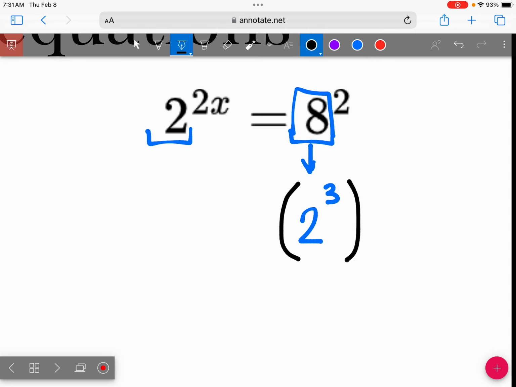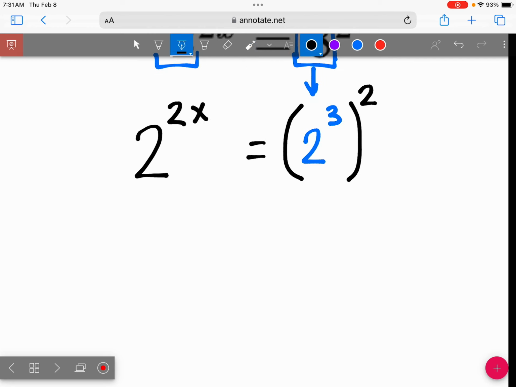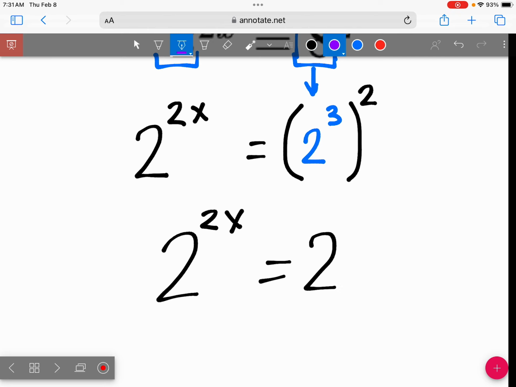I still have it being squared, and my left-hand side is still the same. So I'm just going to bring everything down right there. 2 to the 2x. So my 8 turns into 2 cubed. What are we going to do with these two exponents? Multiply them. So this becomes 2 to the 2x equals 2 to the 6th. We multiply.